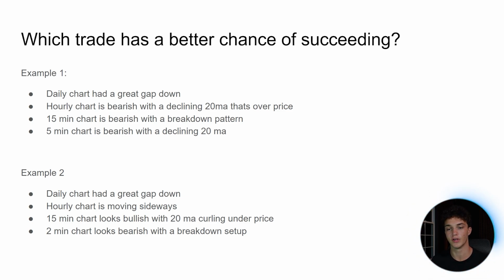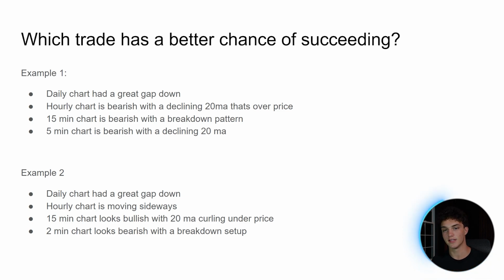Now example two is the daily chart had a great gap down, just like example one. The hourly chart is moving sideways. The 15-minute chart is looking bullish with a 20 MA curling underprice, and the 2-minute chart looks bearish with a breakdown setup. So pause this video, think to yourself, which setup would you take, and explain to yourself why. I literally want you to think in your head, which one would I take, and exactly why would I take that one and not the other one.